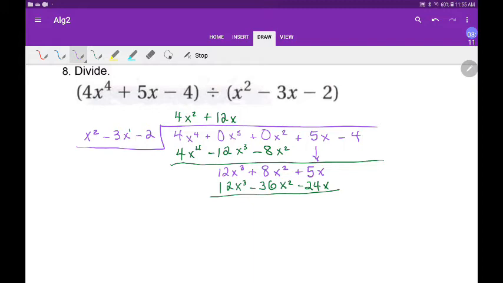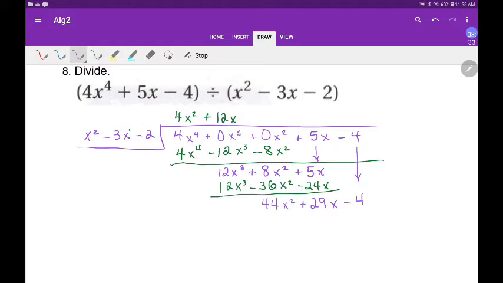And, of course, the 12x to the third goes away. I subtract a negative, I get a positive, so I'm going to add 36. And I'm going to get 44x squared. I'm going to subtract a negative, and that's going to be like adding. 5 and 24 is 29x. And I'm going to bring down my negative 4.